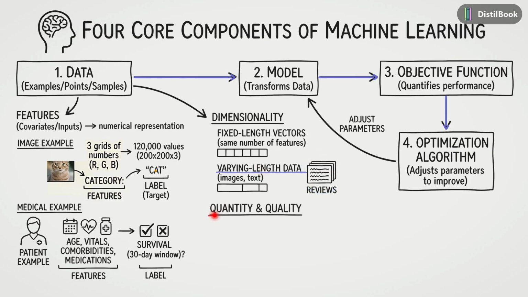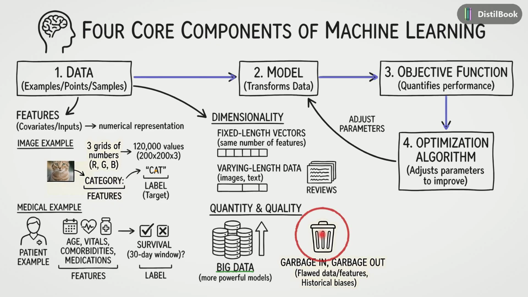Finally, we must consider quantity and quality. Generally, having more data allows us to train more powerful models. This is the big data advantage. Some models simply won't work without massive datasets. But quantity isn't everything. We must avoid the trap of garbage in. If your training data is flawed or contains historical biases, you will get garbage out. This leads to model failures, where the system automates injustices or fails on specific demographic groups. The takeaway is that while the model and algorithm get the glory, the data is what determines the ceiling of your performance. So with our data prepared, we are ready to feed it into the computational heart of the system.